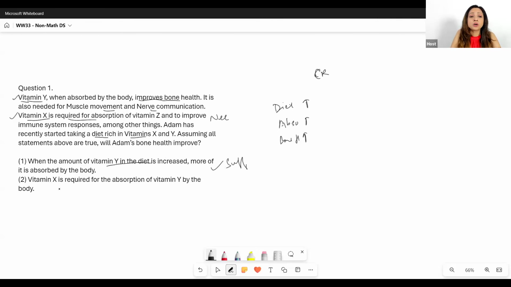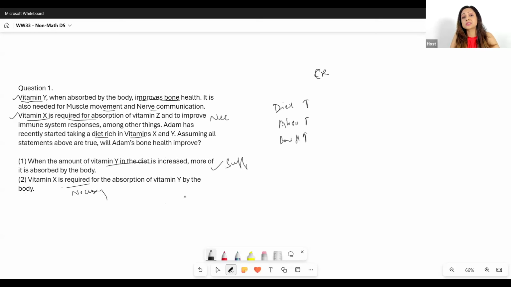Okay. Look at two. Vitamin X is required for the absorption of vitamin Y by the body. Now, I do not have my statement 1 at this time. I only have that vitamin X is required. What is the meaning of required? It means necessary, right? So vitamin X is necessary for absorption of vitamin Y, but I don't know what else might be necessary for absorption of vitamin Y. This is only a necessary condition.